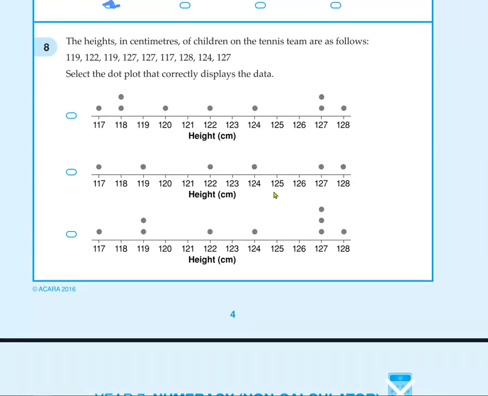The heights in centimeters of the children are plotted on the data. So I see 119, 119. There's 2 of those, so I need to have 2 dots on 119. And my investigation is over. It says, for example, there's no 118s. That's another way you could see that this one was no good because it's got 2 of them there. And this one only has 1 of 119 when I just counted 2. So it's clear that the data is the bottom one.